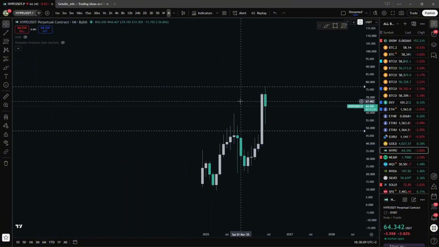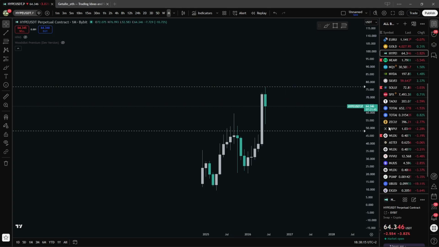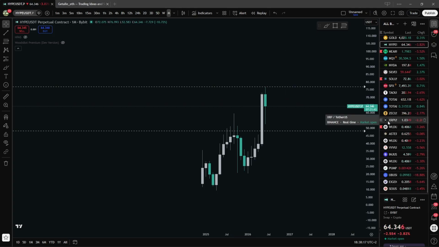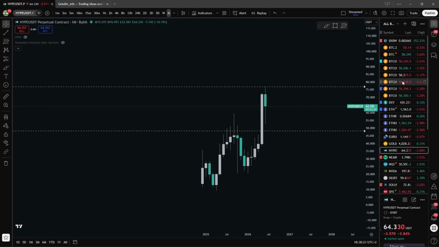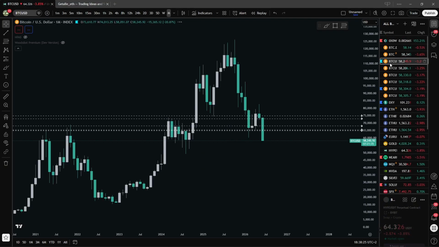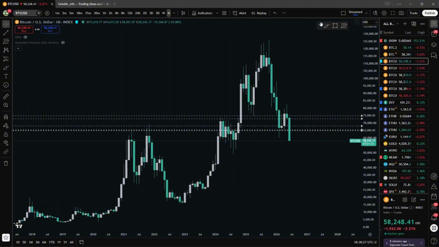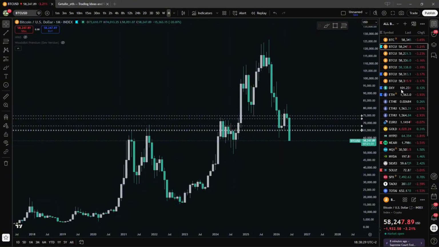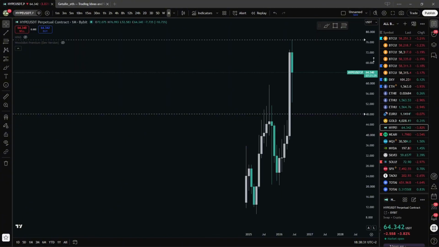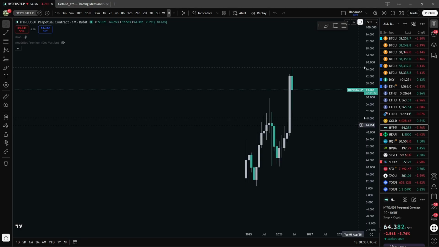So, on the monthly time frame, HYPE is still in a massive uptrend, and I think it's the only major coin that is still in a monthly uptrend. I mean, if you compare Bitcoin to HYPE, right? This is how Bitcoin looks. Bitcoin looks bearish and awful. HYPE, on the other hand, looks phenomenal.